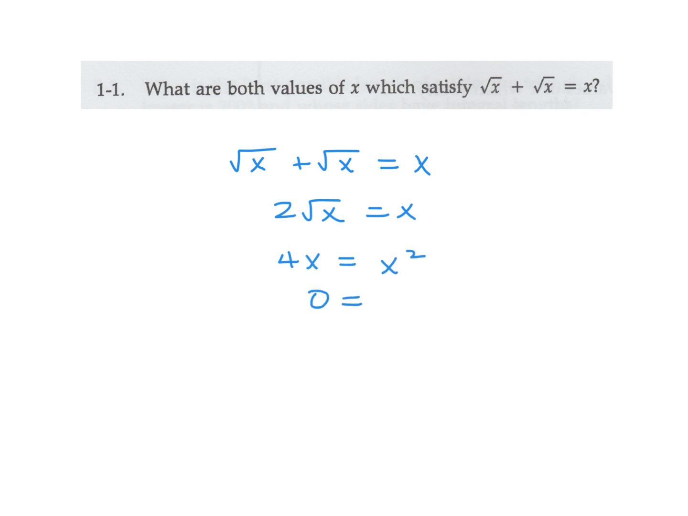Put everything on one side, x squared minus 4x, and then factor out the x to make it a little bit more obvious. And there you go. So therefore x would be either 0 or 4.